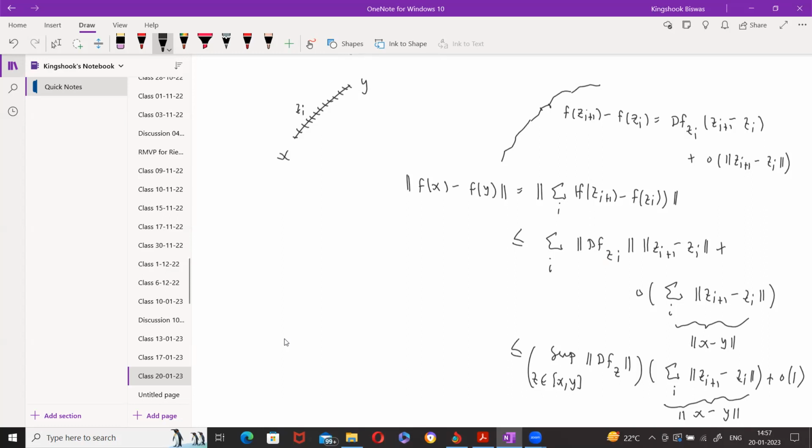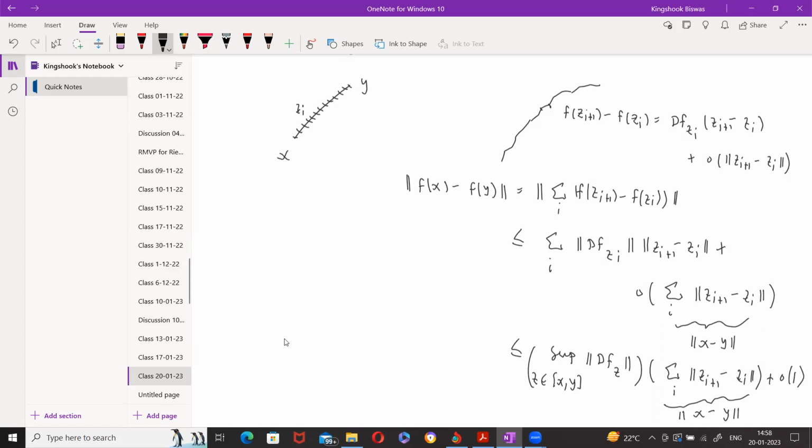So basically what it's saying is that at each point, if you can stretch by at most this sup of norm Df(z), then on the whole, you can stretch by at most this sup. Is it clear? That should be intuitively clear, right? If at each point you can stretch by a factor of at most 2, then the whole stretching from x to y can be at most 2. Is that clear?